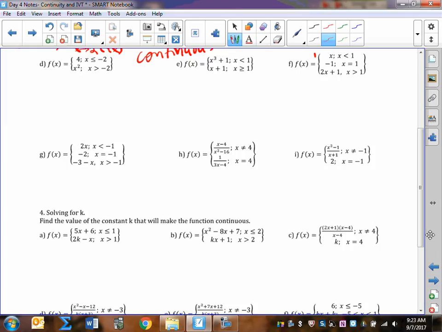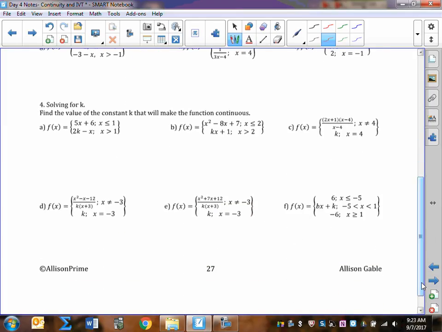Okay, now these bottom ones here are AP-style. One of their favorite things to do is make you solve for an unknown value. So here it says find the value of the constant k that will make it continuous. Right now we don't even know what this function looks like because k is not defined. We want to find the k that will make it continuous. In order for the function to be continuous, again we need it to be defined. We see that it is defined. And we want the left-hand limit and the right-hand limit at that point in question to be the same.